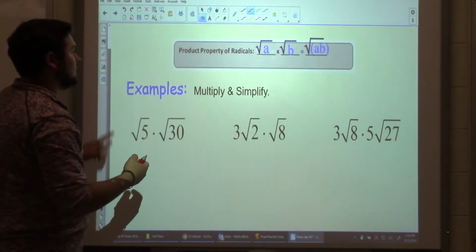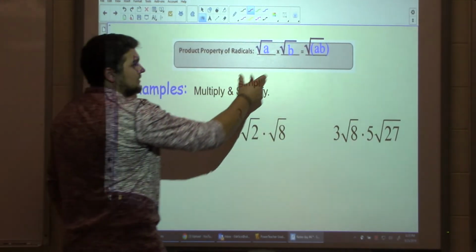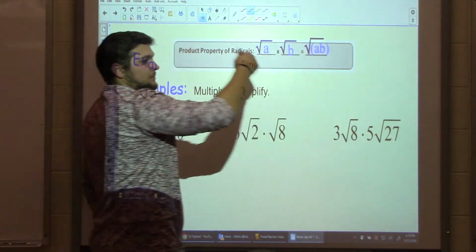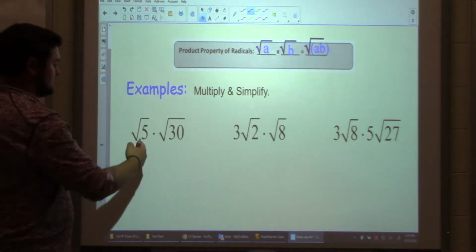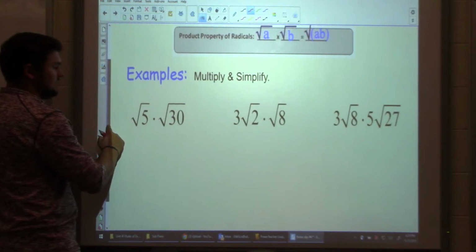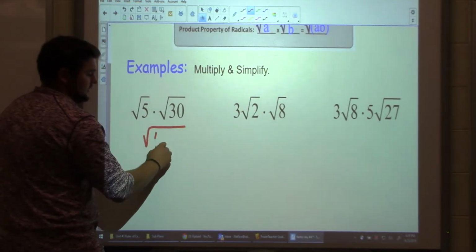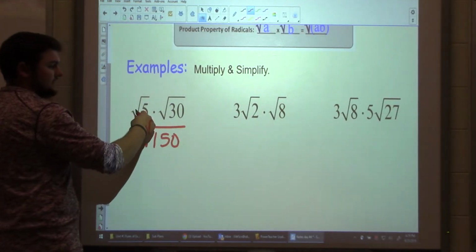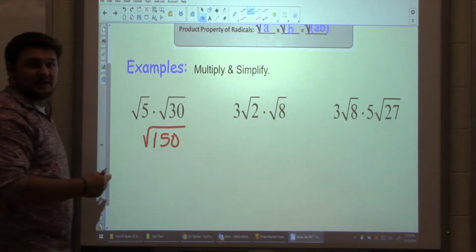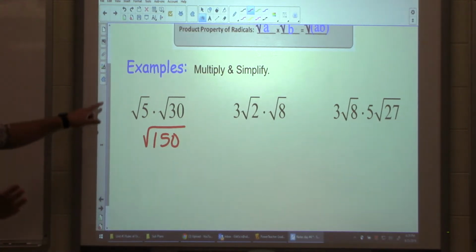So like here, what we're going to do is take what's underneath the radical and multiply them together and put it under one big radical. So we have square root of 5 times square root of 30. I'm going to make that the square root of 150, because 5 times 30 will give me 150. Then I'm going to take the simplified radical form from there.